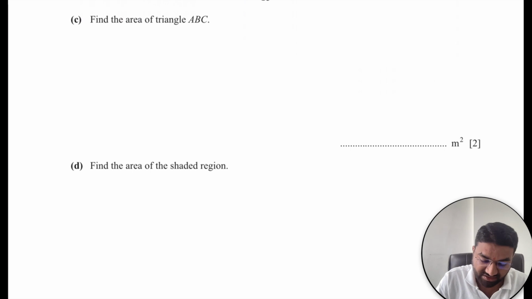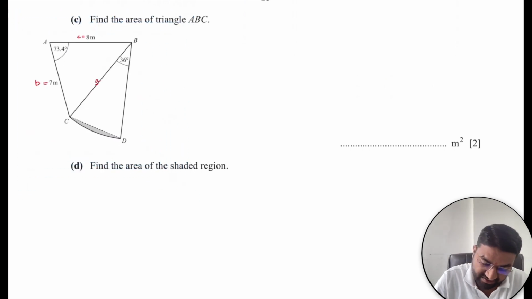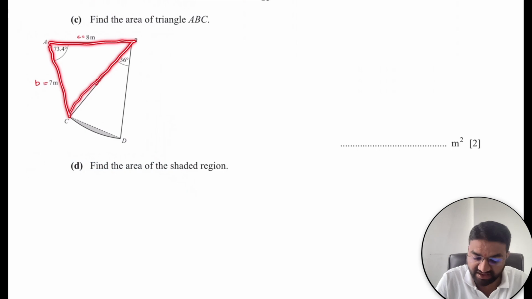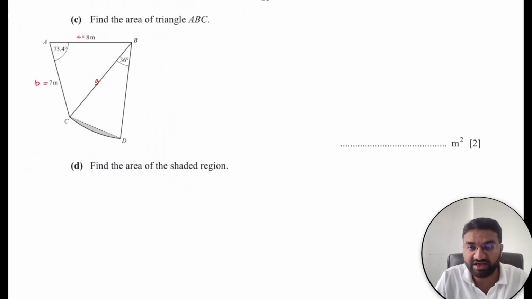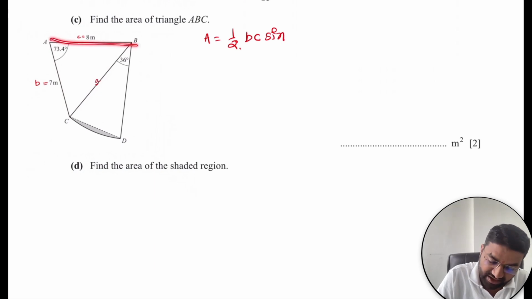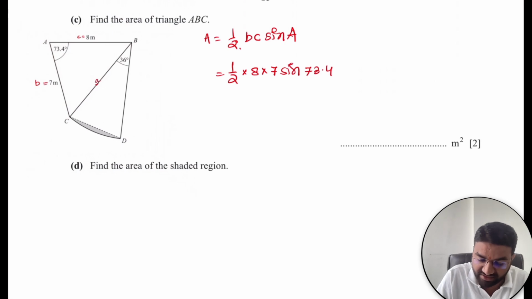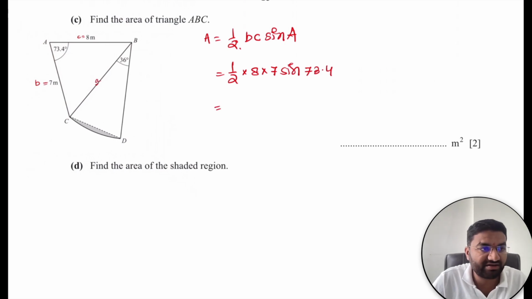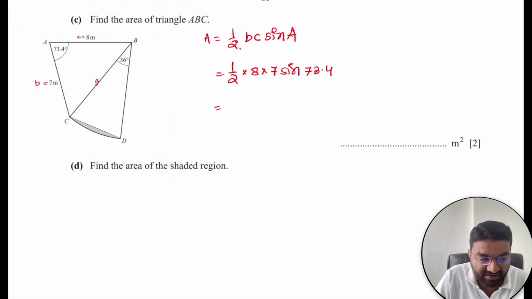Next, we have to find out the area of triangle ABC. So this is A, B and C. To find out the area of the triangle, we can use the sine rule. Here area is equal to 1/2 b times c, sine of the angle between b and c. b and c enclose angle A. So you can write capital A. So it's 1/2 times 8 times 7 times sine of 73.4. Substitute in your calculator and tell me what answer you are getting. Here it's 26.8 meter square.